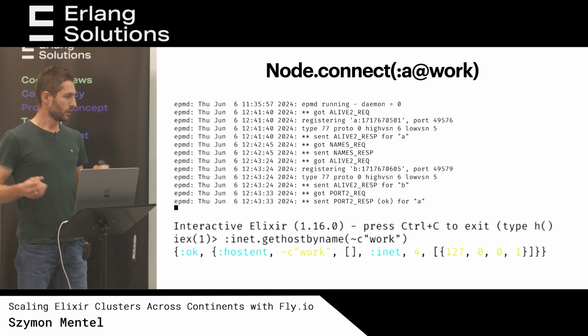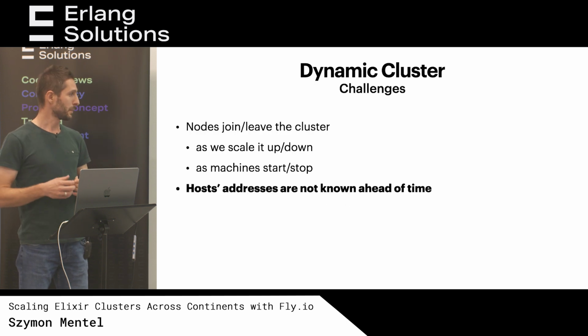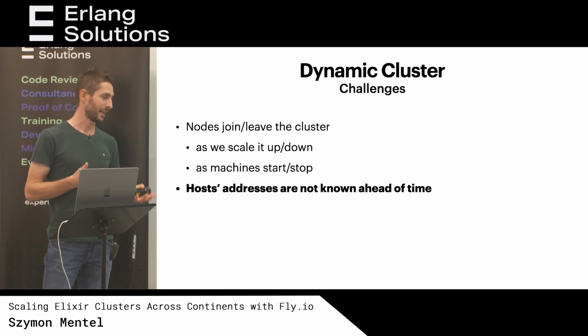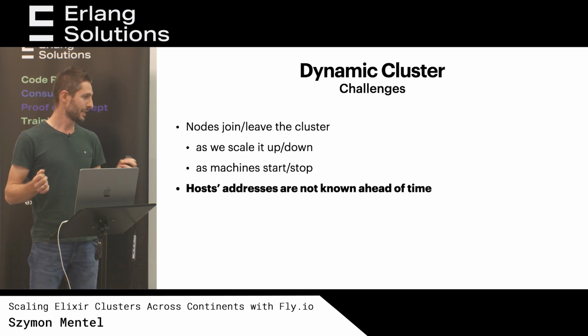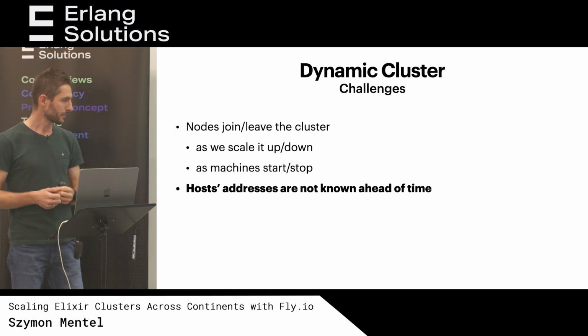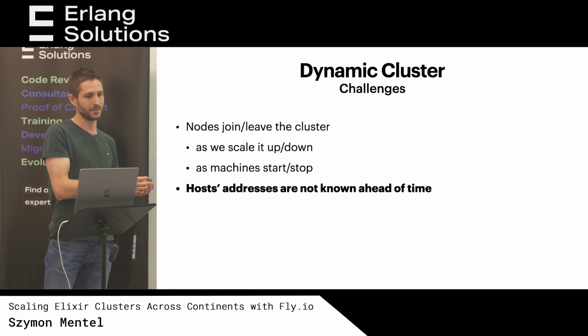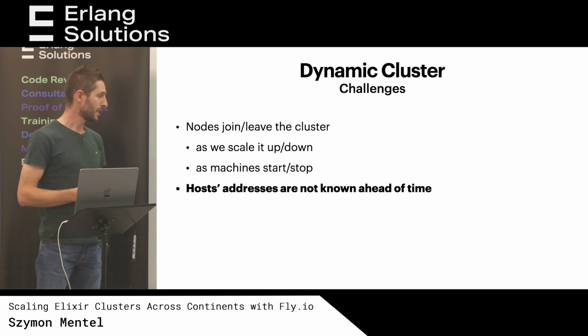And it all works great on a single node, but now when we have a dynamic cluster, we have some challenges that we have to address, like nodes joining and leaving the cluster because we scale it up and down, or because the machines stop or start because we are scaling down to 0. And host addresses are not known ahead of time. And those are the challenges that a provider like Fly.io has to solve in order to form dynamic clusters.